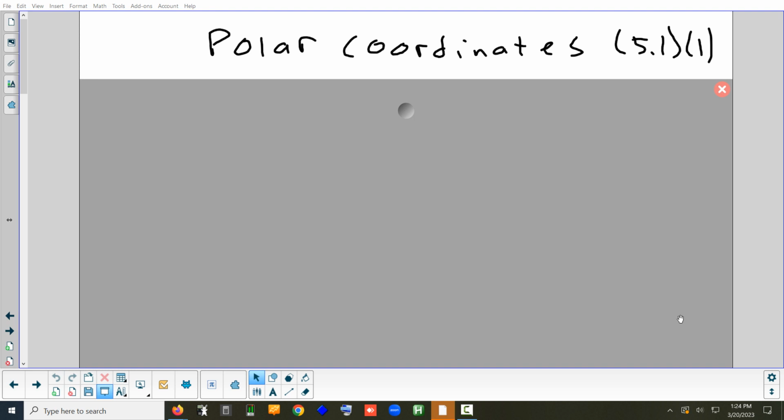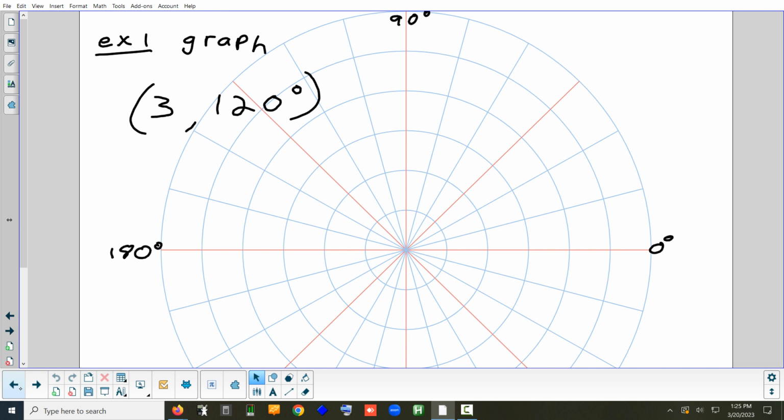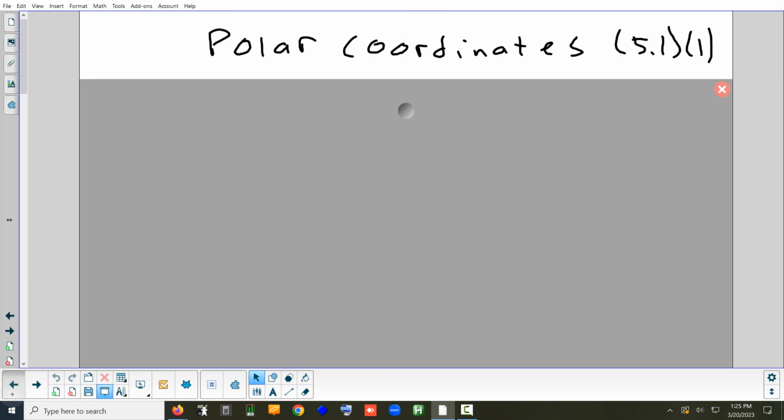All right, so this first section is on what we call polar coordinates. It's basically a different way to write a coordinate other than using x, y. There's an example of a polar coordinate. And the first thing we're going to learn how to do is, how do you take that and graph it? Just like basic coordinates. What do you do? Where do you put the dot for 3, 120 degrees?